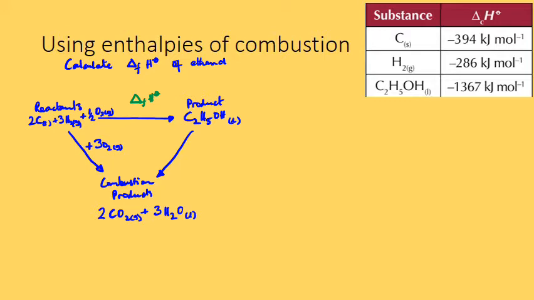So again, what we're going to do here is write down the 3 moles of oxygen gas that we're going to need if we burnt 1 mole of ethanol. Let's label these legs of the thermocycle as we did before. This one is the enthalpy change of combustion of the reactants, and this one here is the enthalpy change of combustion of our product.